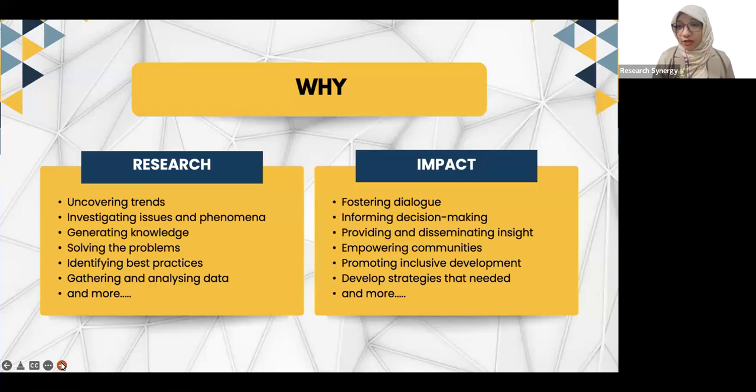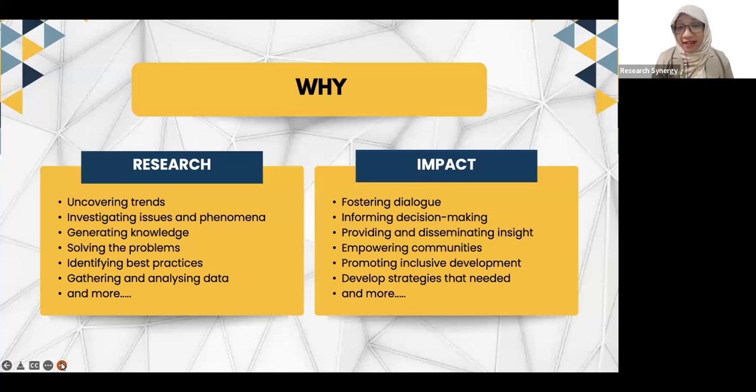Sometimes we do the research because we want to uncover trends, or we want to investigate the issues and also the phenomena, or even generate knowledge, or solve problems, or identify the best practices that we want to know and achieve. And of course, in doing research, sometimes we want to know how to gather and analyze the data, because gathering and analyzing the data can be a challenge and can also trigger the curiosity of the researcher itself, right?